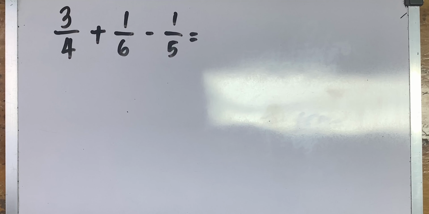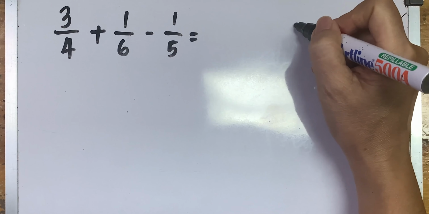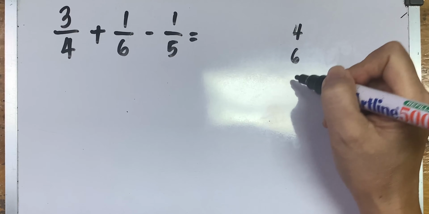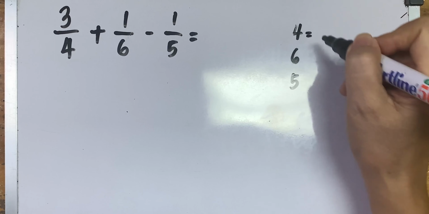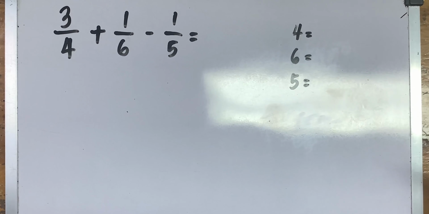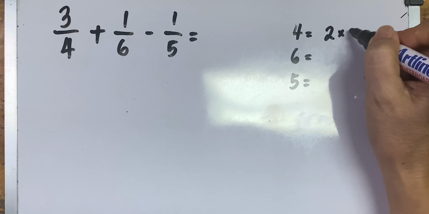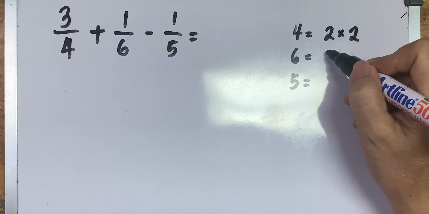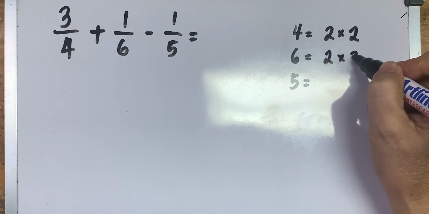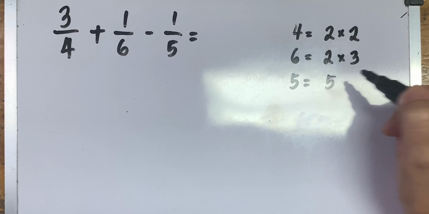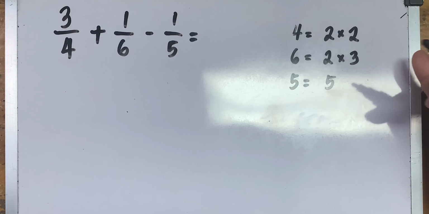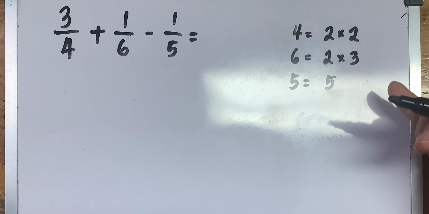Ngayon, i-try natin tong example na to. Sulat natin lahat ng denominators dito. Tapos, kunin natin yung prime factors ng numbers na to. So, 4 is 2 times 2. 6 is 2 times 3. And 5 is 5 times 1 or simply 5. Kailangan dapat prime numbers lahat.